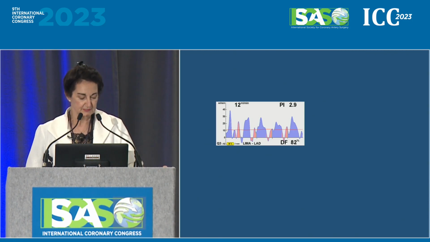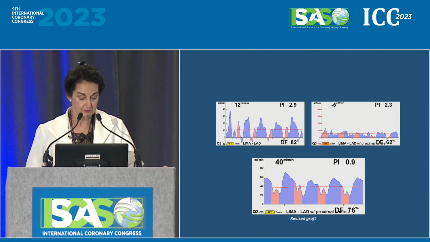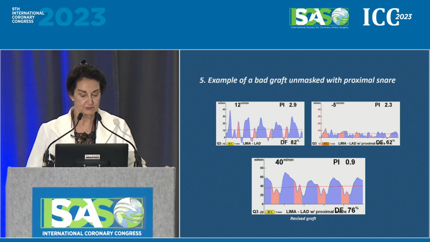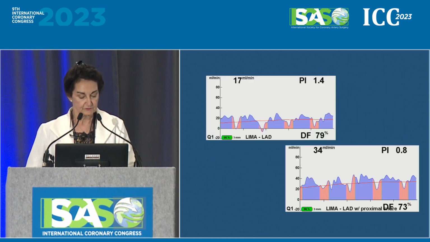2.9 is okay, but the waveform doesn't look right. With proximal snare, it looks even worse, so revise this one. This was an example of a bad graft unmasked with a proximal snare. So here we've got, this is reasonable, the flow's a bit slow. With proximal snare, 34.8, that's better.